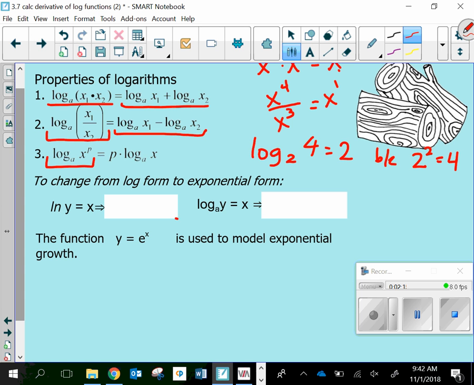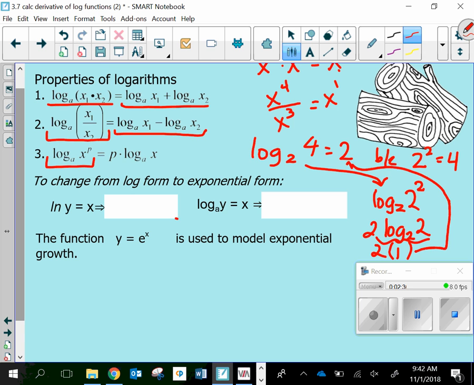Okay, so let's say we want to change log base 2 of 4 to be 2 squared. This 2 could come around front because, and what's the log base 2 of 2? 1, and 1 times 2 is still 2. Okay, so it's a power, and it'll come around front.